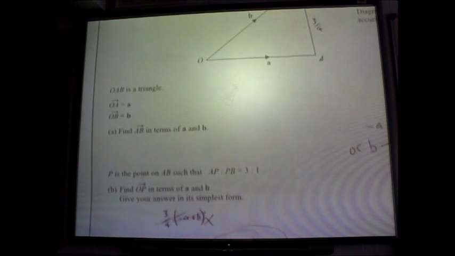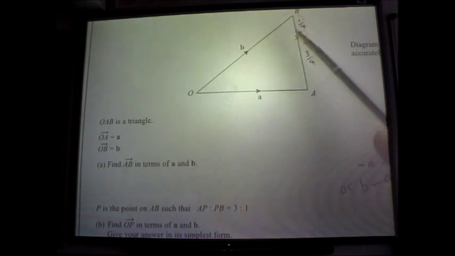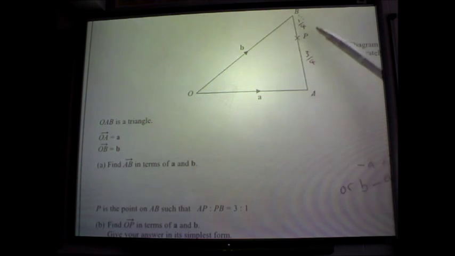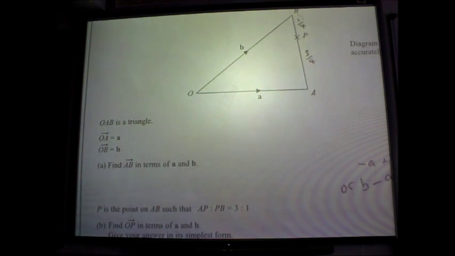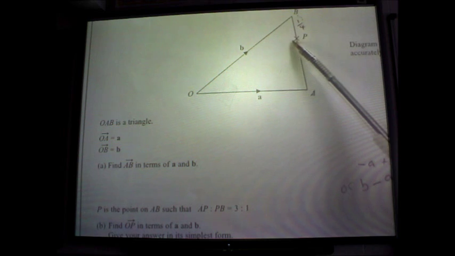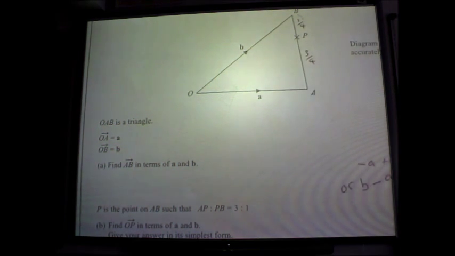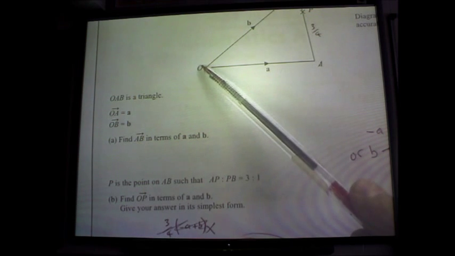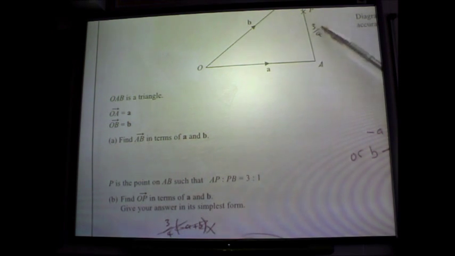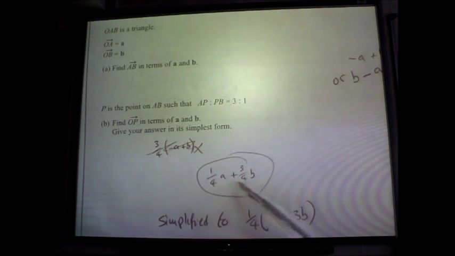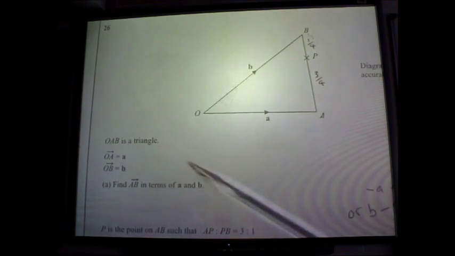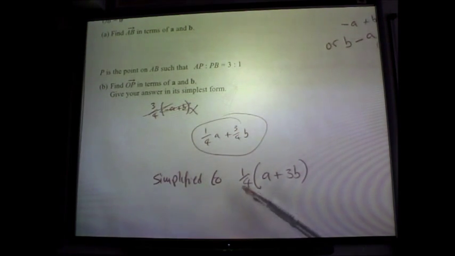Next bit's quite tricky. It tells you where point P is and it gives you the ratio of 3 to 1. What I've done, I've broken it into fractions, so that's your 3 part and that's your 1 part at the top. You need to find how you can get from O to P. The way you do this, if you start from O and you go along a quarter of A, because you only want a quarter, then you go along 3/4 of B. So a quarter of A and 3/4 of B will lead you from O to P. But you can simplify that to a quarter brackets A add 3B.